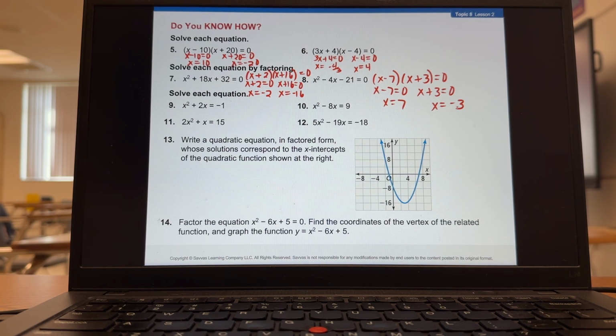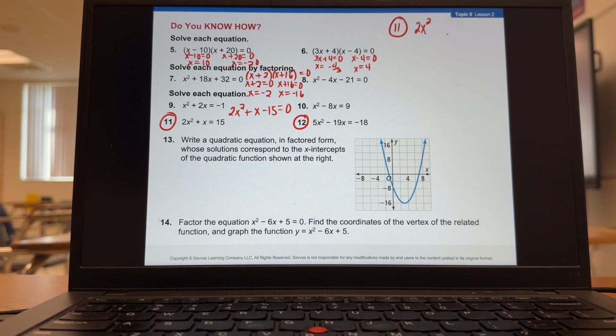For 9 through 12, I'll do 11 and 12 because those have the a's and they're typically a little harder. So first I need to make this in standard form. So it would be 2x squared plus x minus 15 equals 0. I'm actually going to erase this. So number 11, 2x squared plus x minus 15. Actually, I'm just going to do 11.